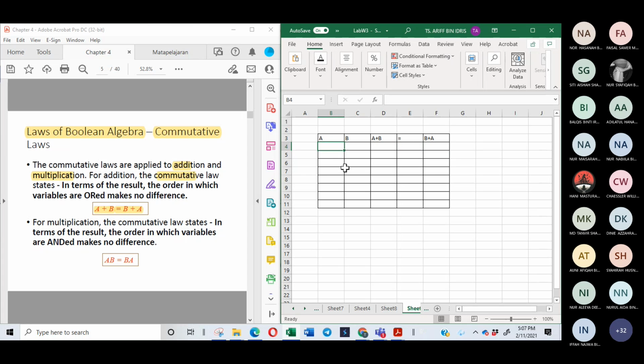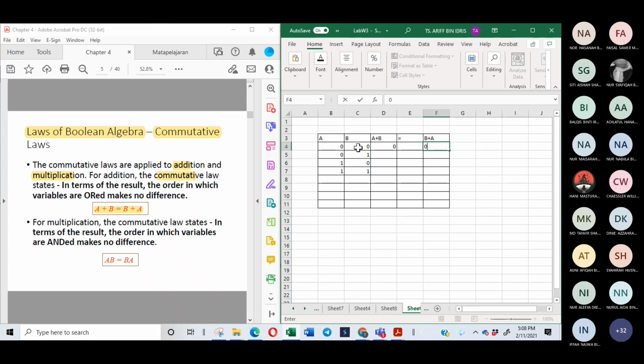If we have two variables, the input will be 0, 0. What is the next input after 0, 0, class? 0, 1, and then 1, 0. Finally, we have 1 and 1. What is A or B? 0 or 0, what is the answer, class? Zero. Is it equivalent to B or A? Is it similar? Yes. So this is how you prove the commutative law.